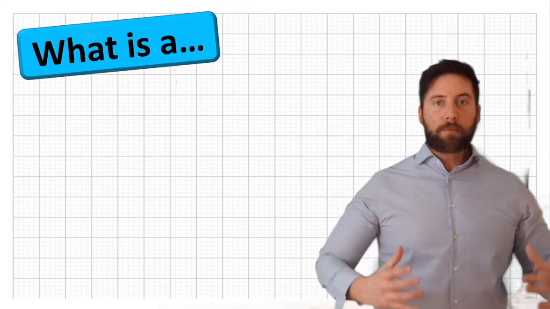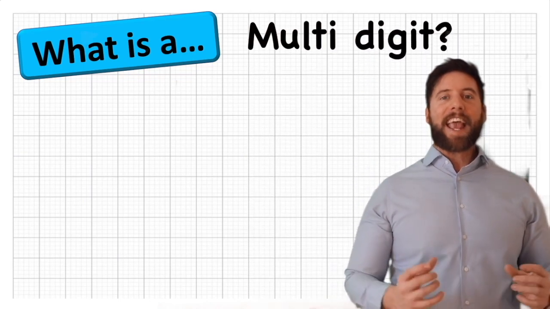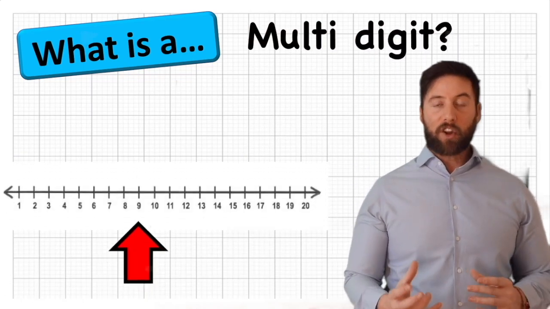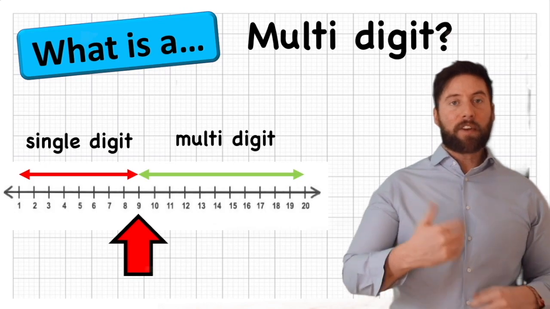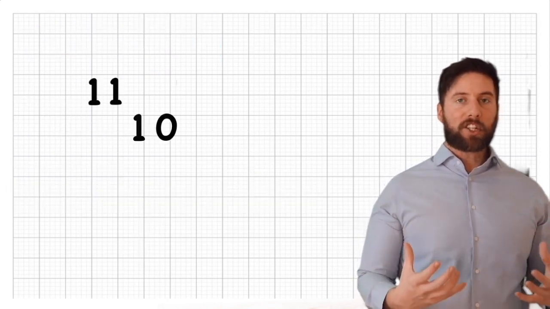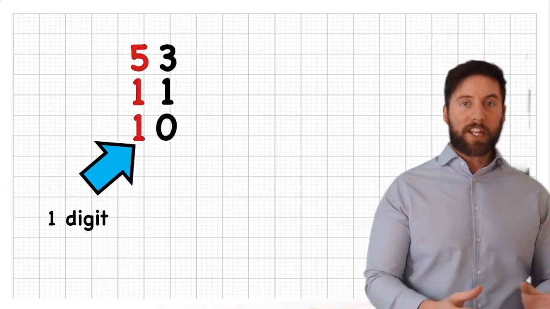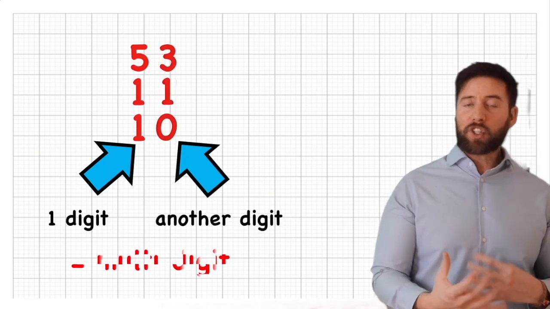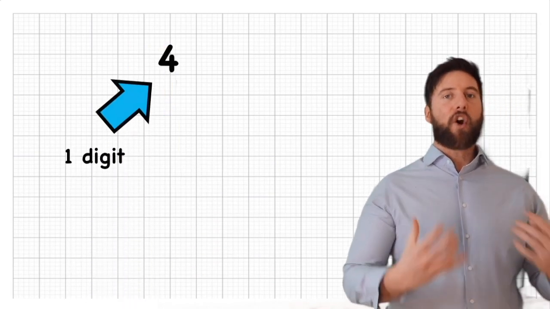Right, first, what is a multi-digit? Well, a multi-digit is any number greater than 9. So for example, 10, 11, 53, these are all multi-digit because they have more than one digit, okay? The number 4 is just a single digit because it's just one digit on its own.